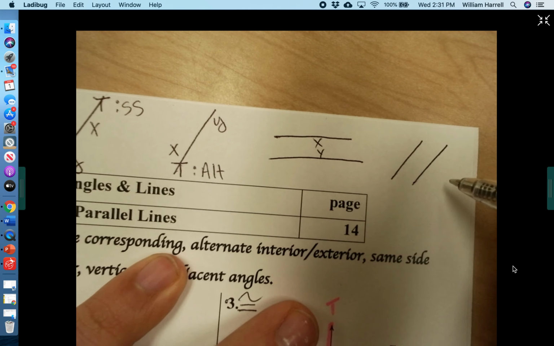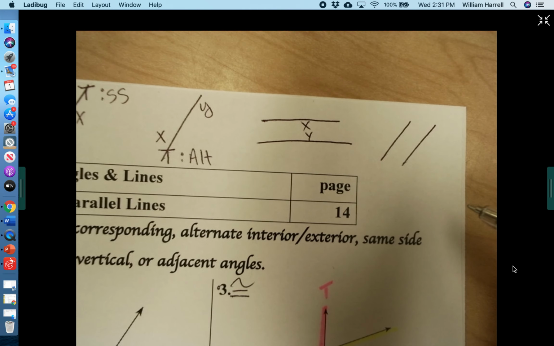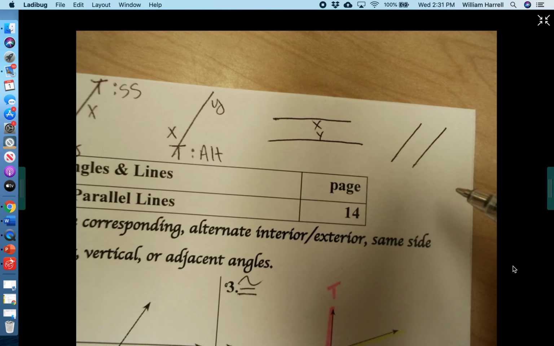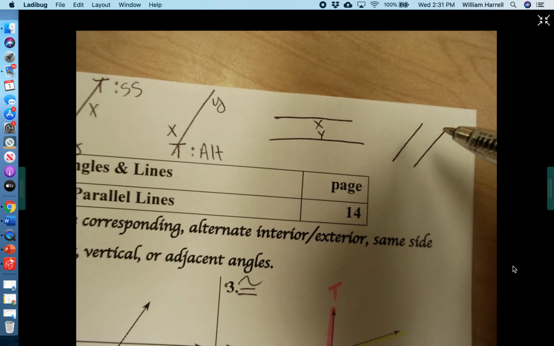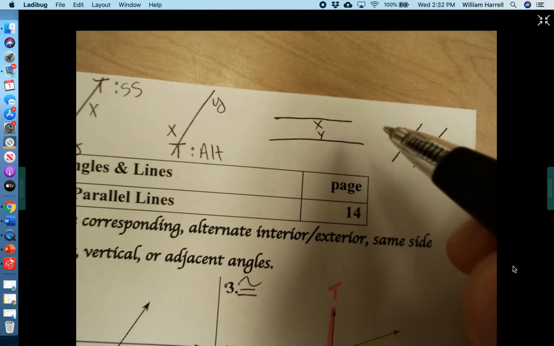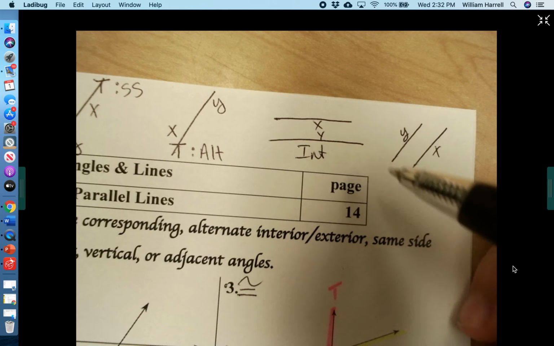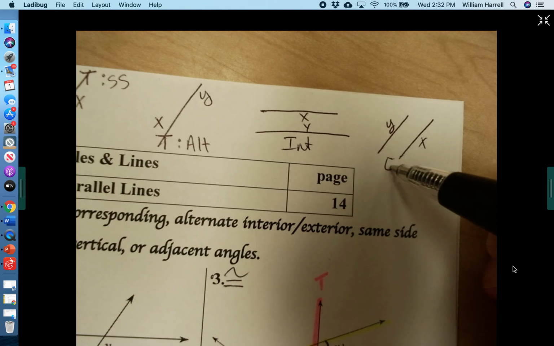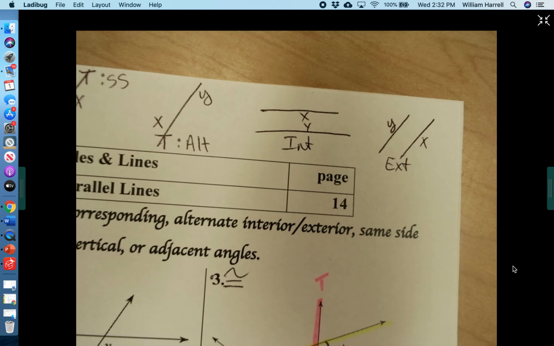Some of y'all take construction, masonry, paint even. Okay. If you think about interior and exterior, interior means inside and exterior means outside.